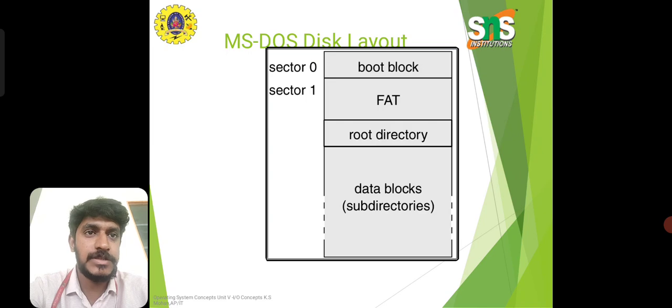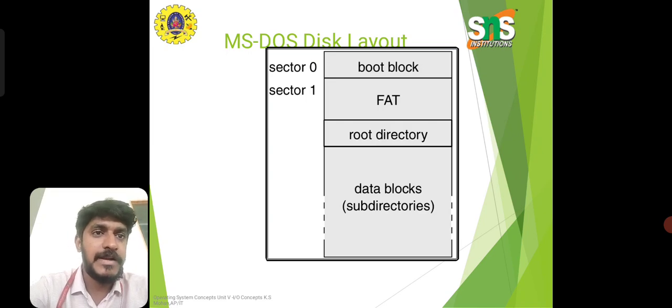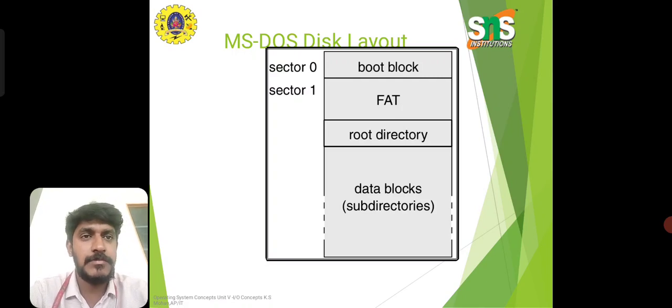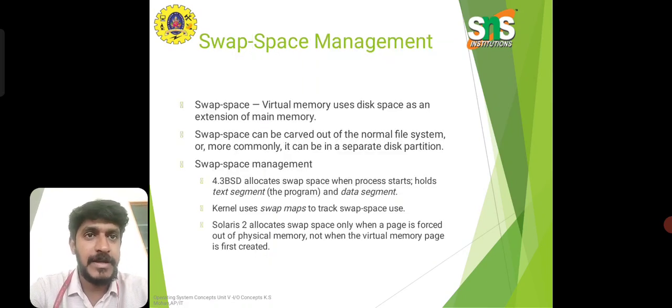The MS-DOS disk layout: sector 0 and 1 hold the boot block, followed by the FAT, root directory, data blocks and subdirectories. Swap space management relates to virtual memory. It uses disk space as an extension of main memory. Swap space can be carved out of the normal file system, or, more commonly, it can be in a separate disk partition.